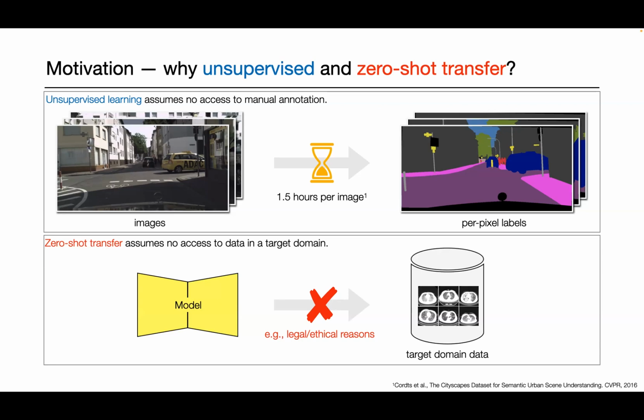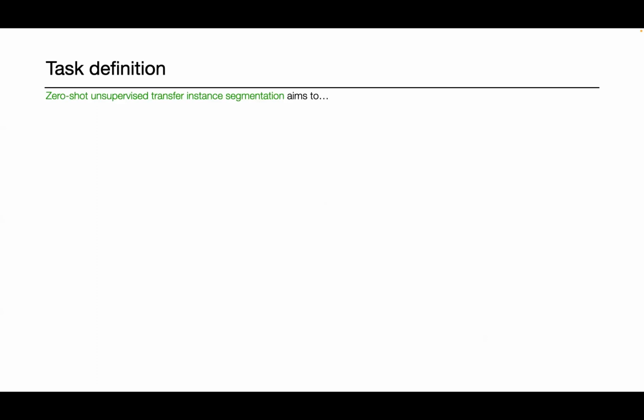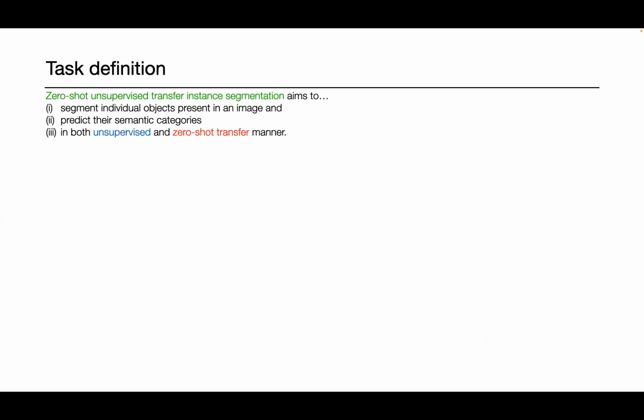This restriction is considered in our work as, in some cases, merely obtaining images can be very difficult due to legal or ethical reasons, such as medical data, let alone their annotations. So ideal segmenters should be able to segment instances in an image from a new domain for which it hasn't been trained during training time, which is called zero-shot transfer. Putting them all together, zero-shot unsupervised transfer instance segmentation that we consider in our work aims to segment objects present in an image and predict their semantic categories in both unsupervised and zero-shot transfer manner.